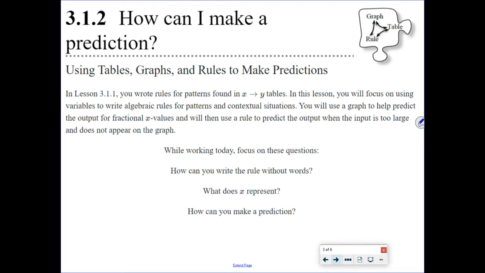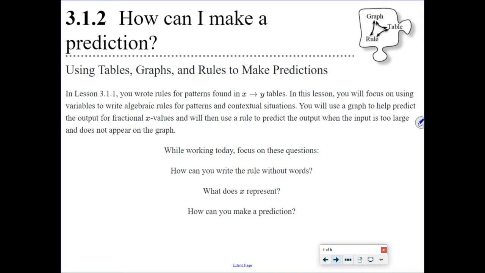All right, 3.1.2, how can I make predictions? You are still gonna need a piece of line paper, so please make sure that you have line paper so you can do this work on that. You're gonna use the line paper and you're gonna use a handout for this lesson, okay? So using tables, graphs, and rules to make predictions.